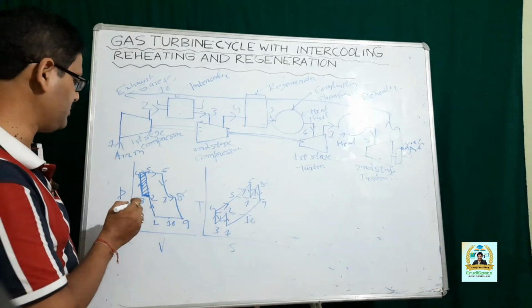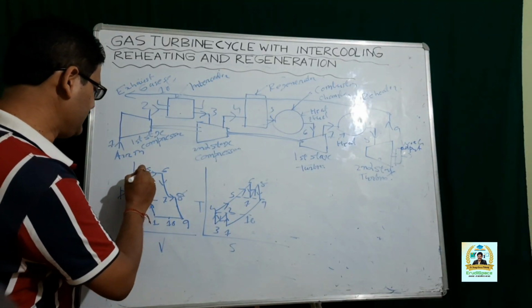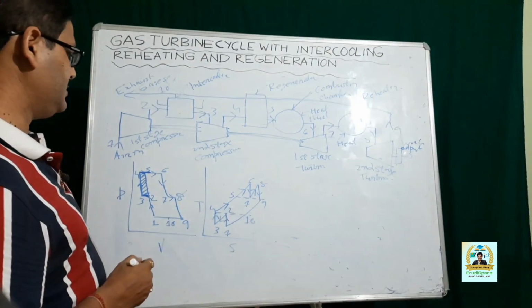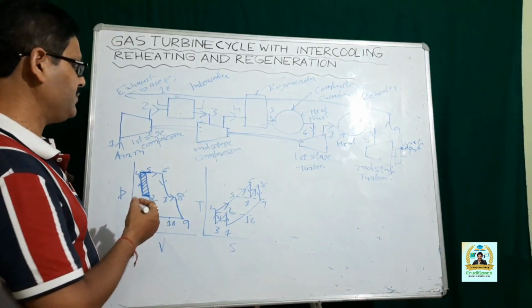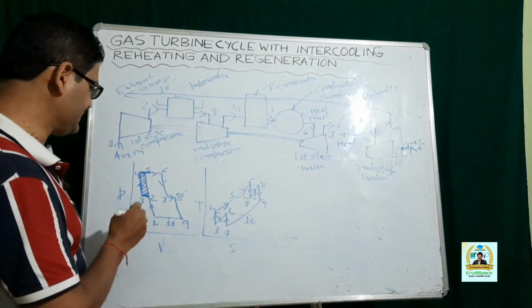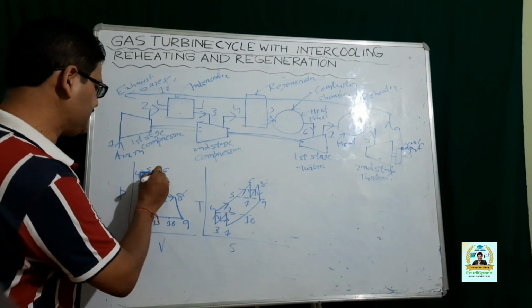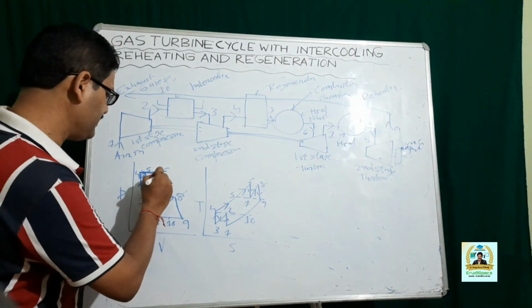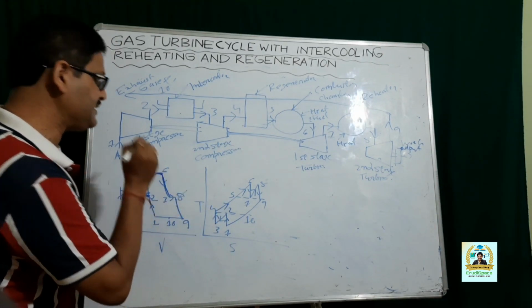After that it is taken to the second stage of the compressor where it is compressed to the highest pressure that is possible, and then 4, 5 actually represents the heat recovery where it receives heat from the exhaust gases. 5, 6 is the heat added in the combustion chamber.